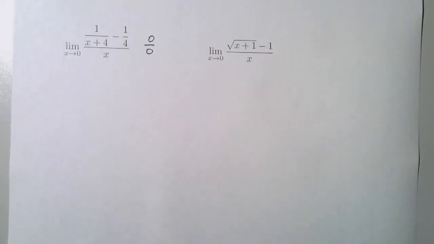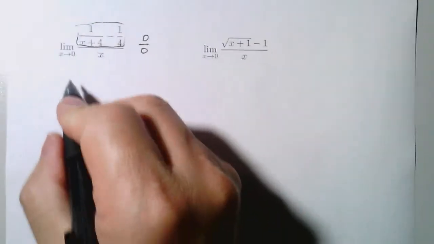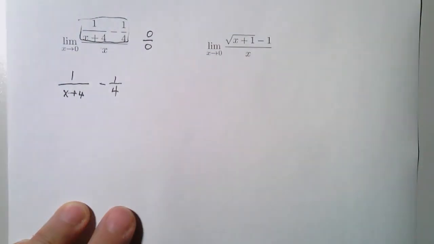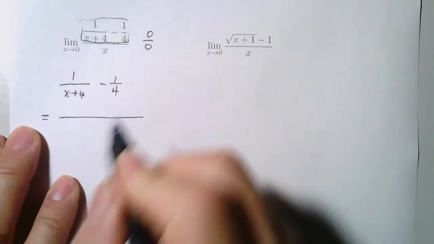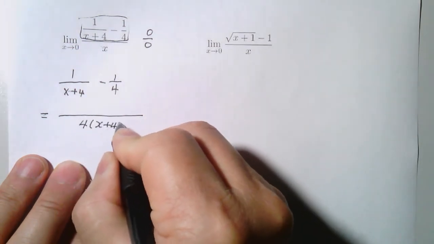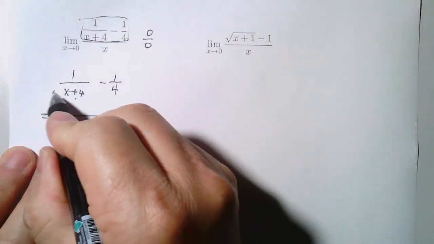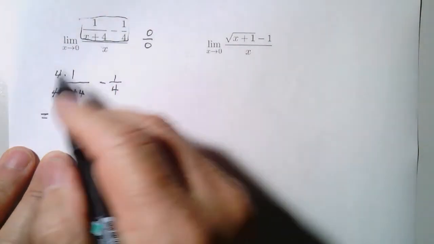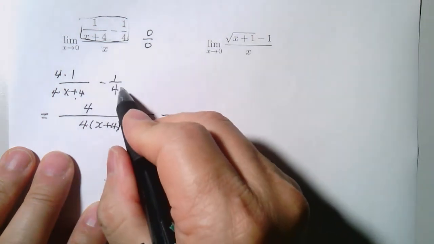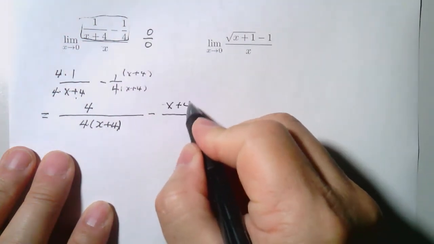So how am I going to do it? I need to combine this fraction first. So 1/(x plus 4) minus 1/4. The common denominator is 4 times (x plus 4). For the first fraction, since the denominator is 4 times (x plus 4), you need a times 4 here, so the numerator becomes 4. For the second fraction, you need a times (x plus 4) in the numerator, so you have x plus 4 over 4 times (x plus 4).